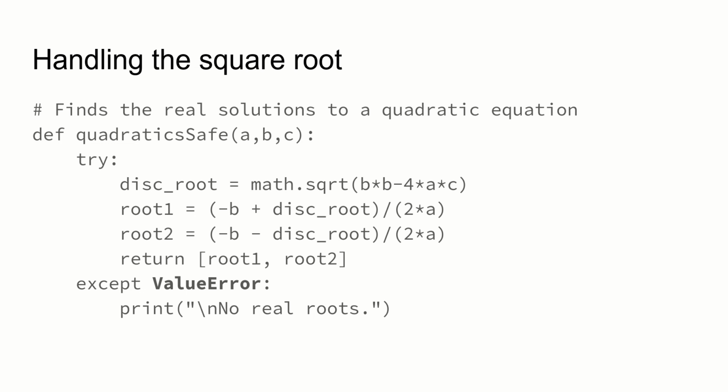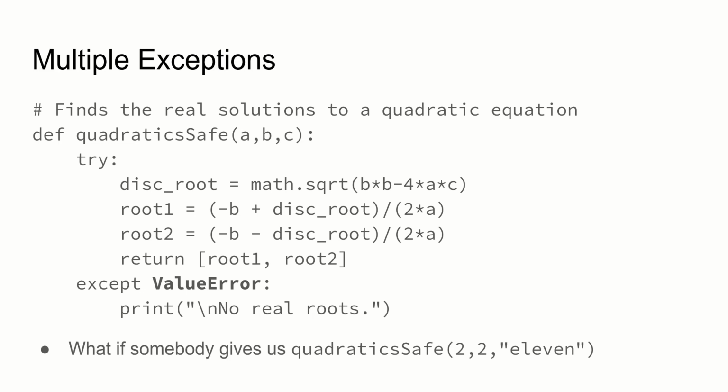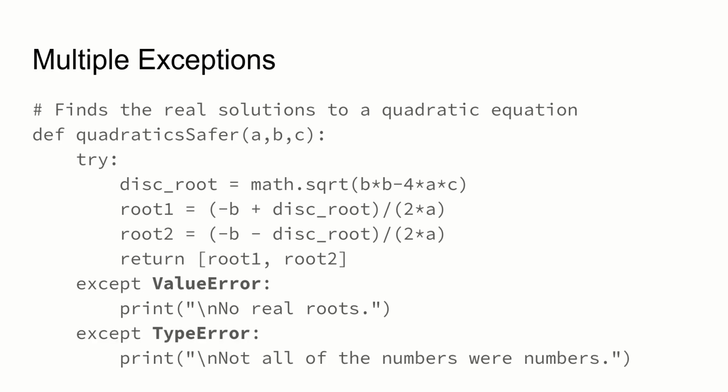This program, however, would still crash if the user gave us 0 as the value for a, because we would be doing division by 0. So we could add another type of error.